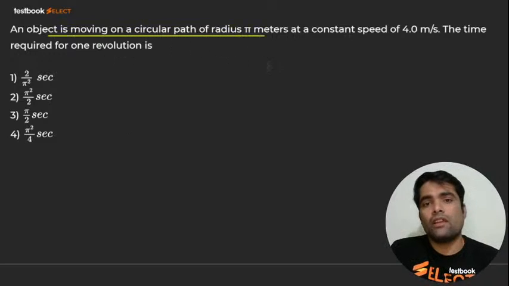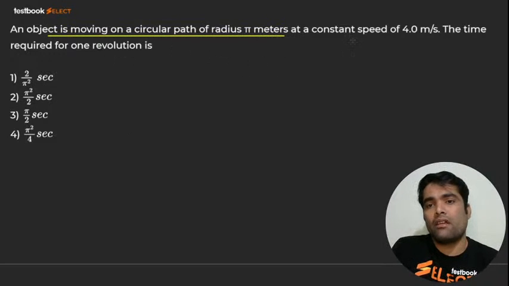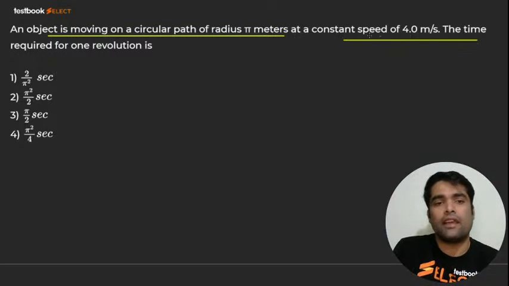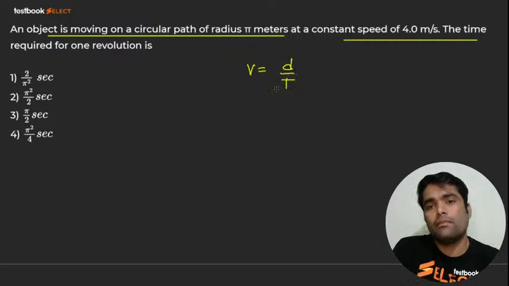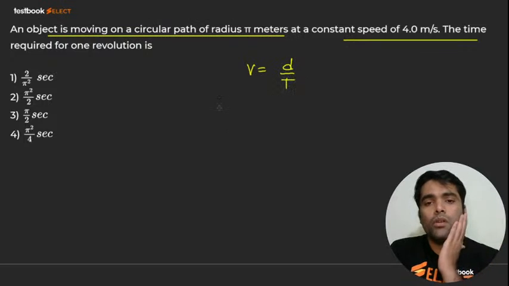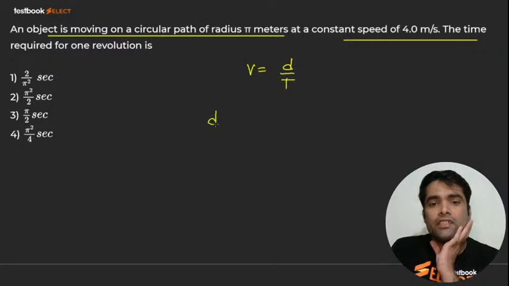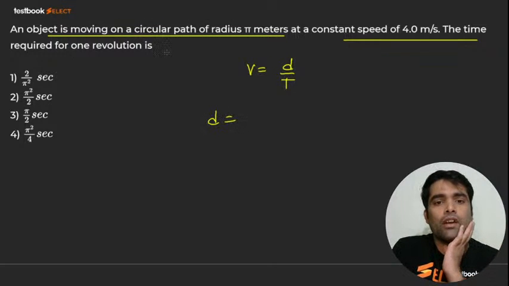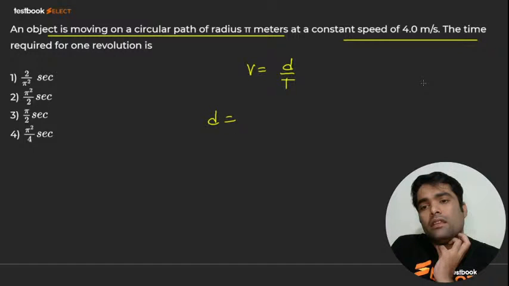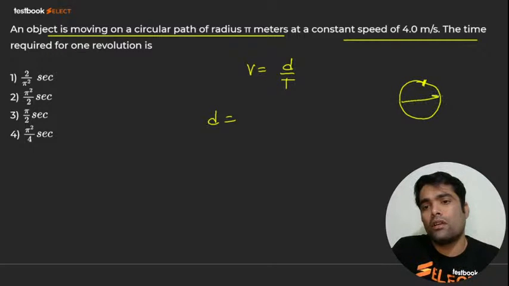An object is moving on a circular path of radius pi meter at constant speed 4 meter per second. The time required... You know velocity is what, my dear? Distance upon time. Right? Yes or no? So we have this, and my dear, distance we have to travel. It is moving along a circular path. That means this distance we are going to cover, right? From here to here. Radius is pi. So my dear, diameter will be what? Diameter will be 2 pi.